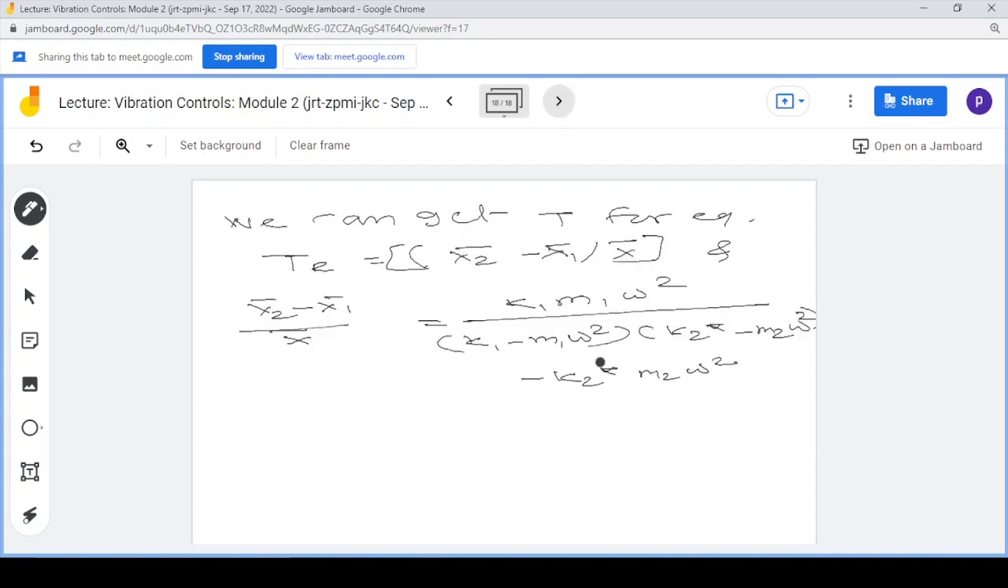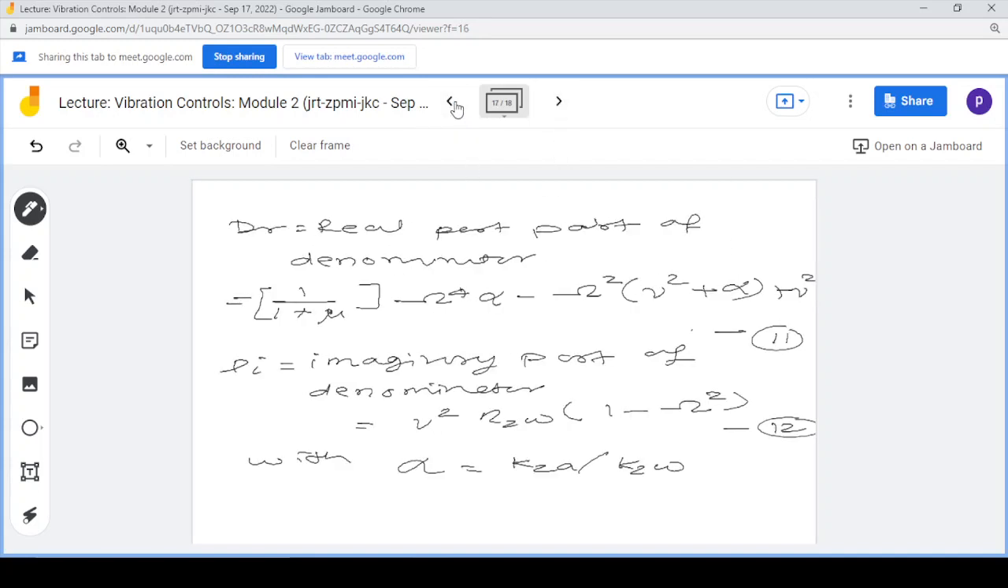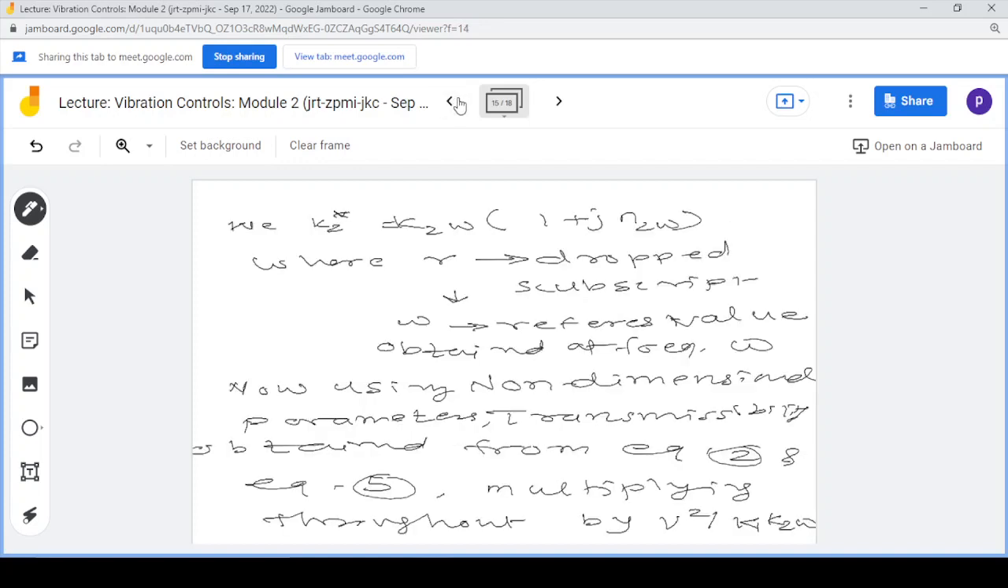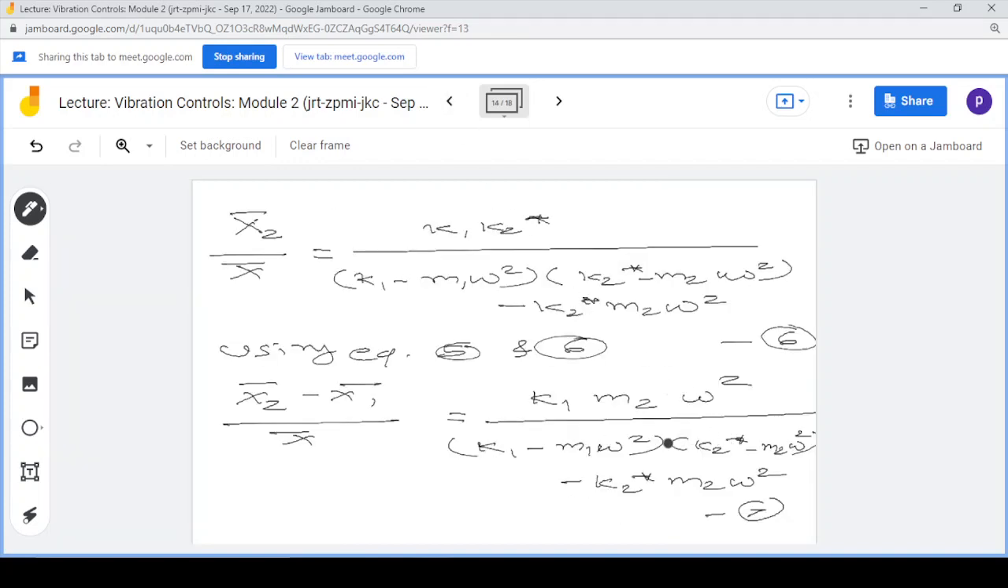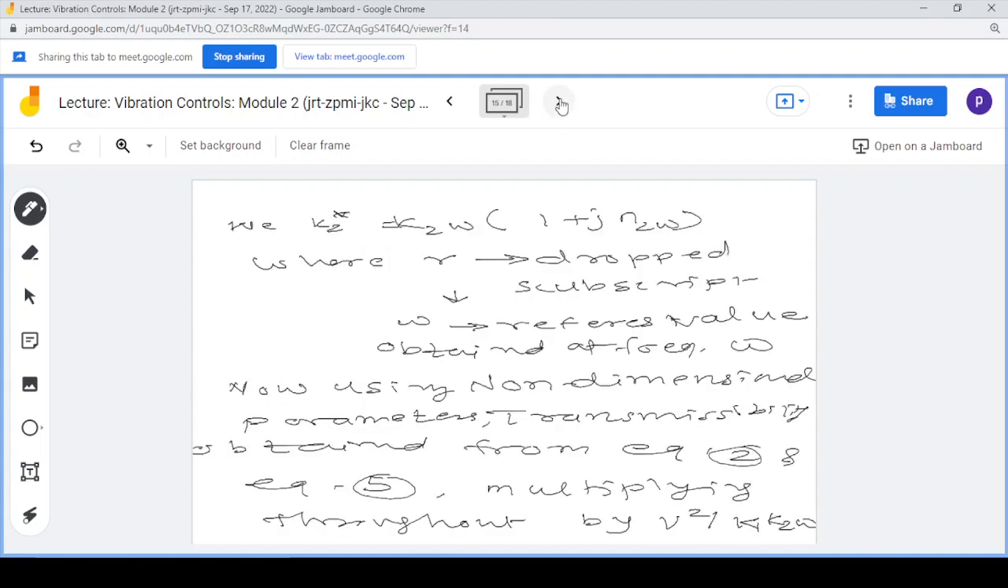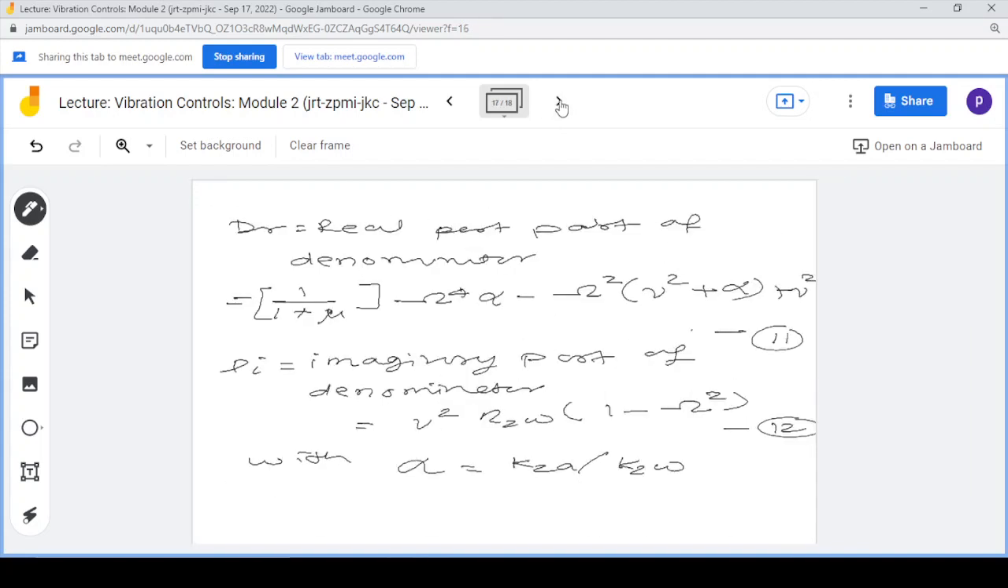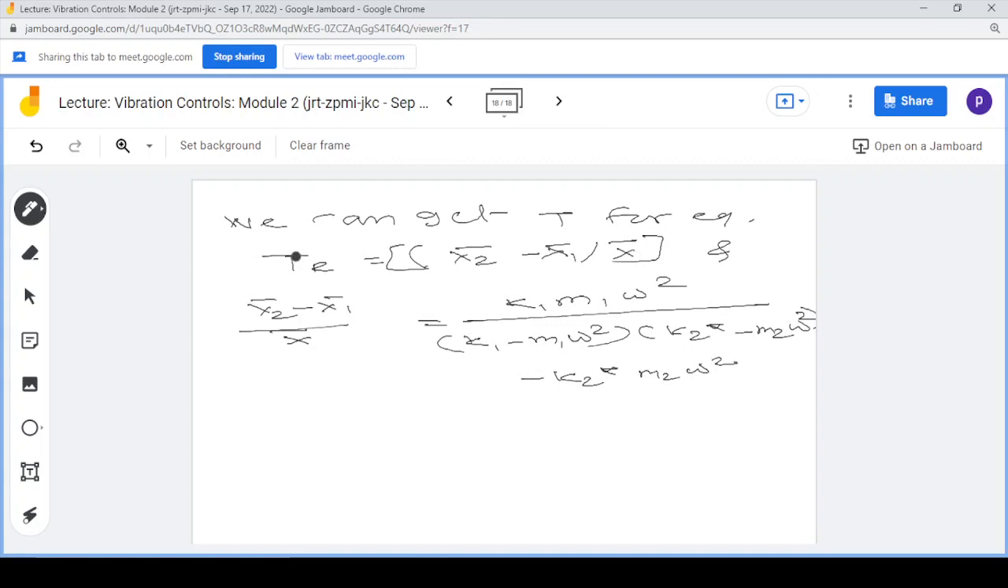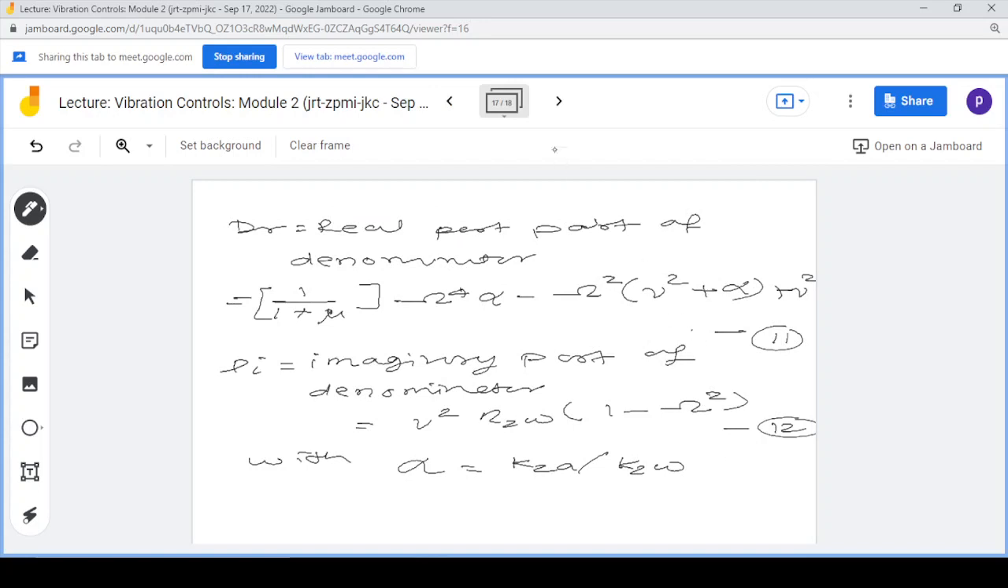This equation was numbered as, I will show you what it was numbered. This expression 7, and this expression, I think it was written as expression 3. So from 3 and 7, we can write T as mu square alpha divided by Dr plus jDi. Okay, and let us call this expression 13.